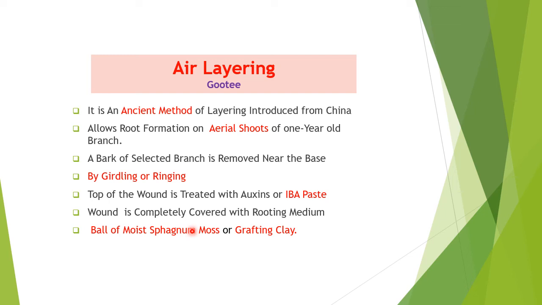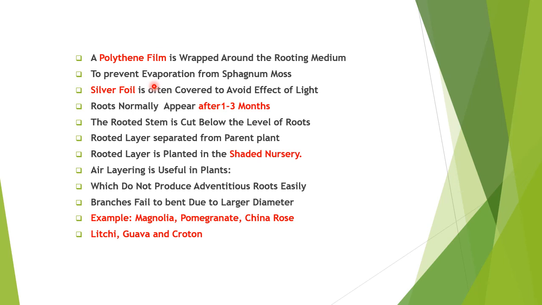It's growing on the rocks. Or you have grafting clay also, which can be completely covered around the wounded area. When you are making a ball of sphagnum or this grafting clay around the wounded area, you cover it with a polythene film wrapped around the rooting medium. It is only to hold the rooting medium and also to prevent moisture loss through evaporation.